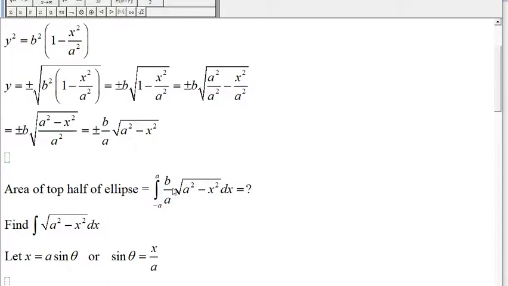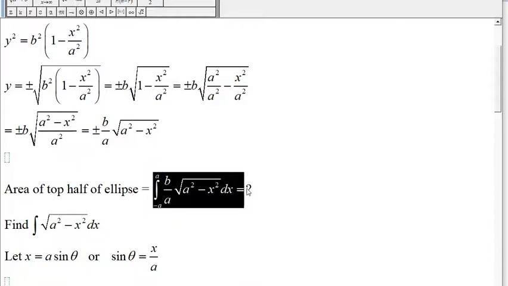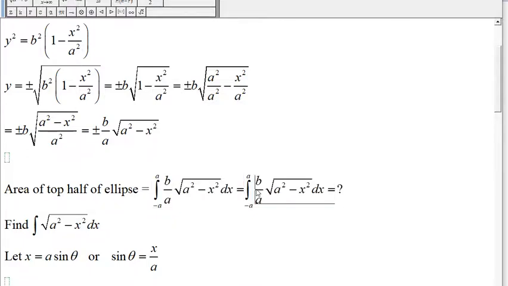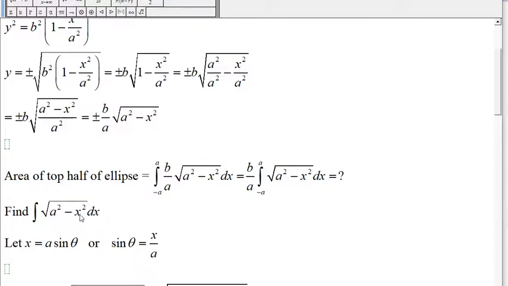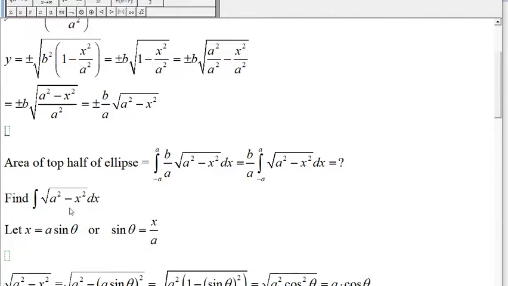Now the b over a is just a constant, so we can move it and place it in front of the integral sign. And now we need to find the integral of the square root of a squared minus x squared dx. For this type of integral, let's use trigonometric substitution.